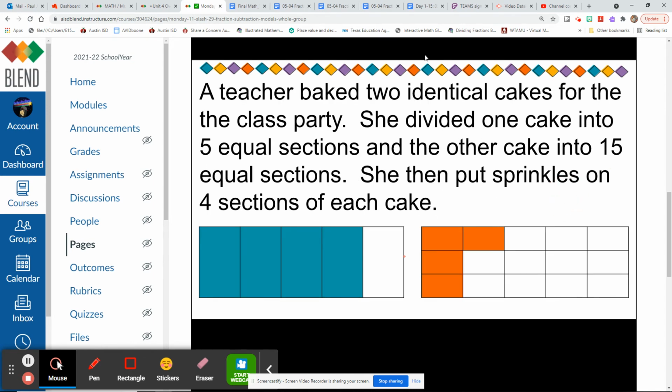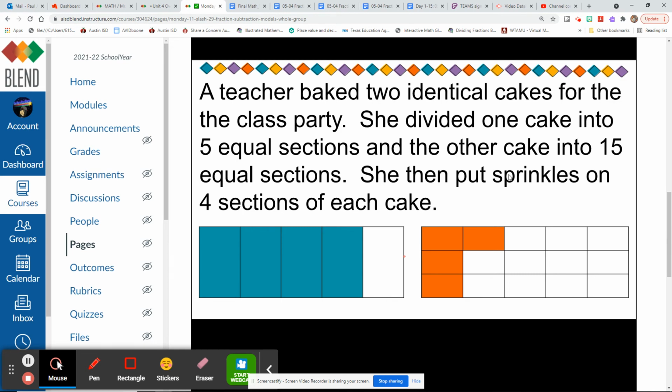All right, so let's see what they say. So a teacher baked 2 identical cakes for the class party. She divided one cake into 5 equal sections and the other cake into 15 equal sections. Okay, this is different than the problem we just did. She then put sprinkles on 4 sections of each cake.